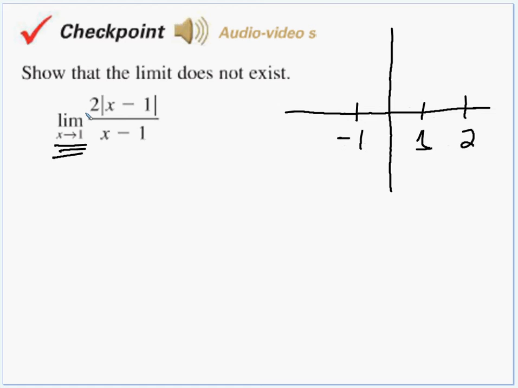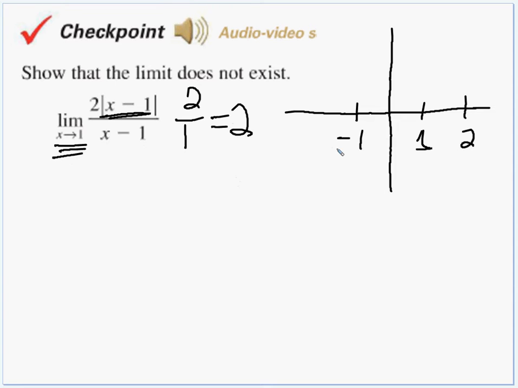Well, let's do the 2 first. If I just put a 2 in there, I'm going to get in the bars 2 minus 1, and that'll be a 2, or 2 minus 1 is 1, times this 2 is 2, over down here, the same x is 2, 2 minus 1 is 1, so that's equal to 2.